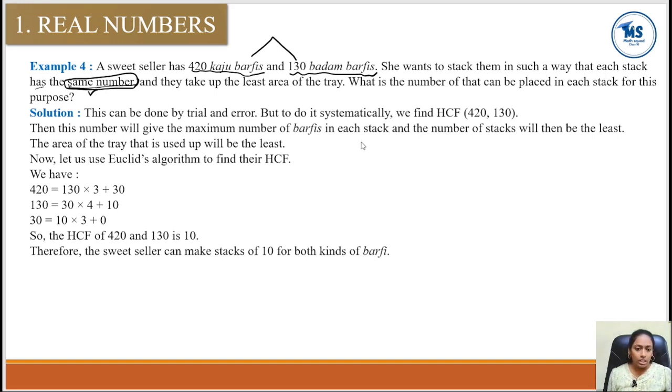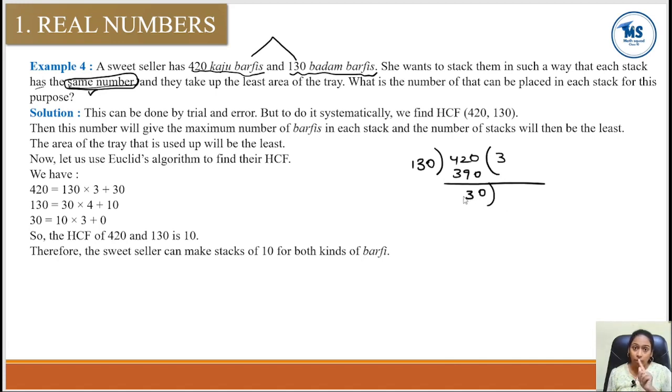So finding the HCF of 130 and 420. First step, of course, Euclid's lemma. Apply Euclid's lemma to 130 and 420. The first step would be 130 3s are 390, so you can take 3 3s are 9, 12 minus 9 would be 3. Here, of course, the remainder is not equal to 0.